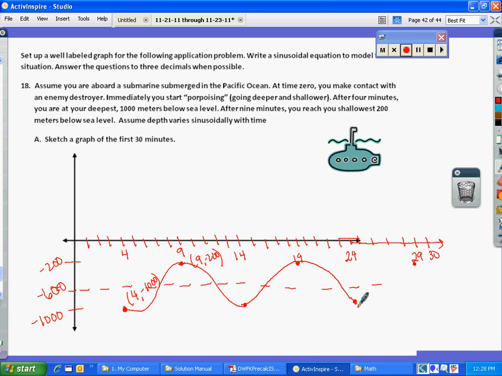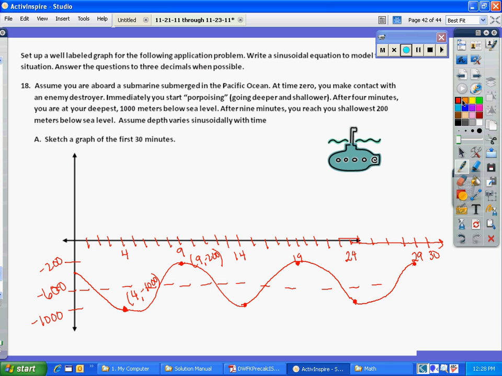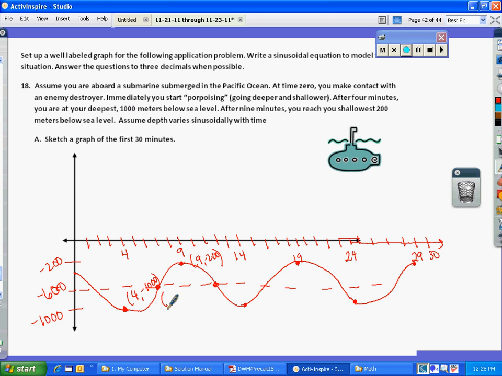Now this is going to be one that you can use a calculator for. So you're going to want to now use your calculator to find an equation for this function. Okay, you also want to try and label some of these points here. So this point is going to be 6.5, between 4 and 9 is 6.5, comma negative 600. This is going to be between 9 and 14, which is 11.5, comma negative 600, etc.